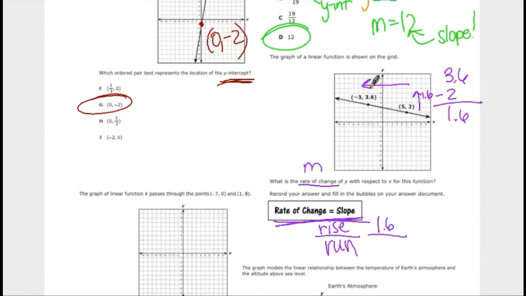And my run, it says I'm going from 5 to negative 3. So from 5 to get to 0, that is already 5. And then from 0 to negative 3, that's 3. So when I add those together, I'm actually moving 8.